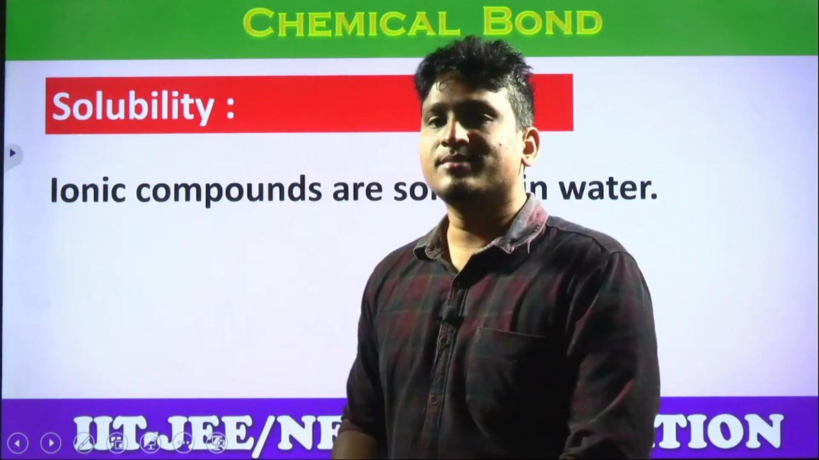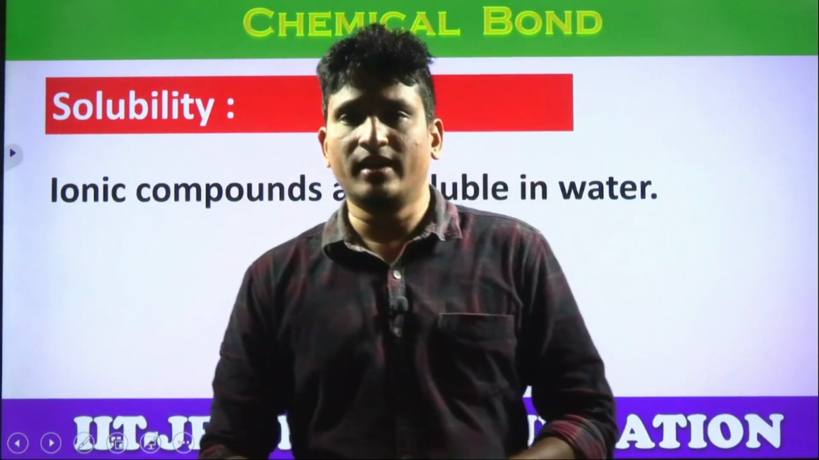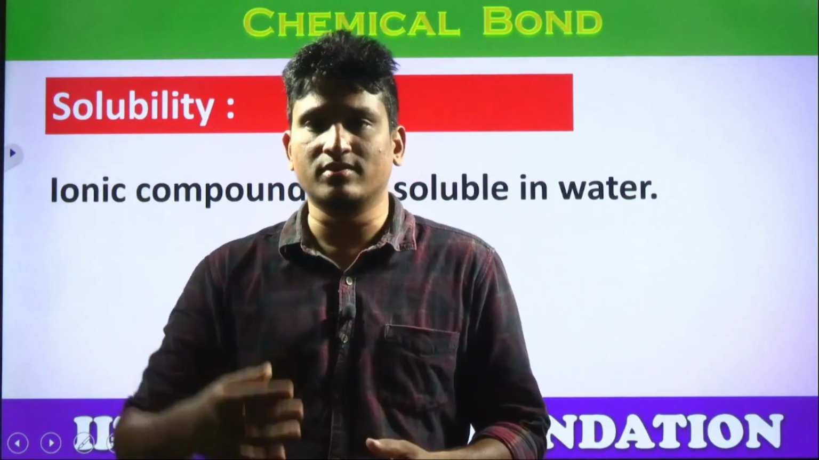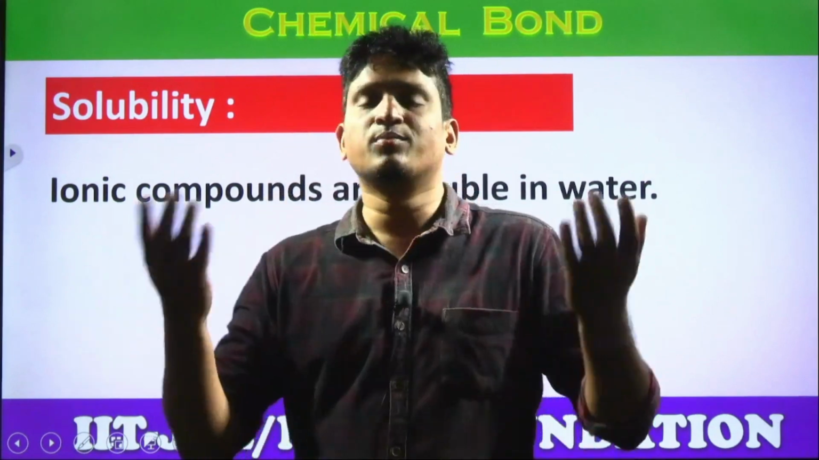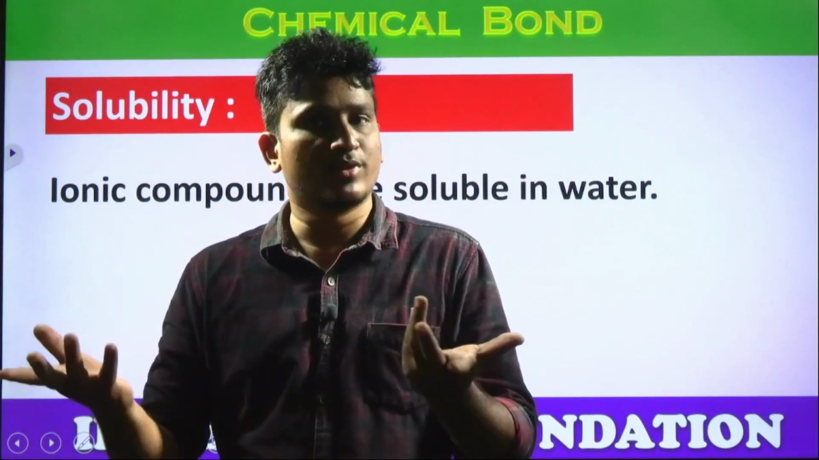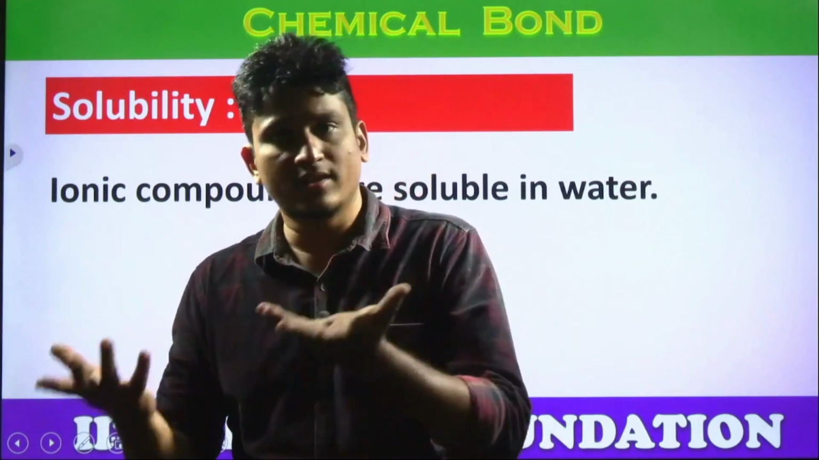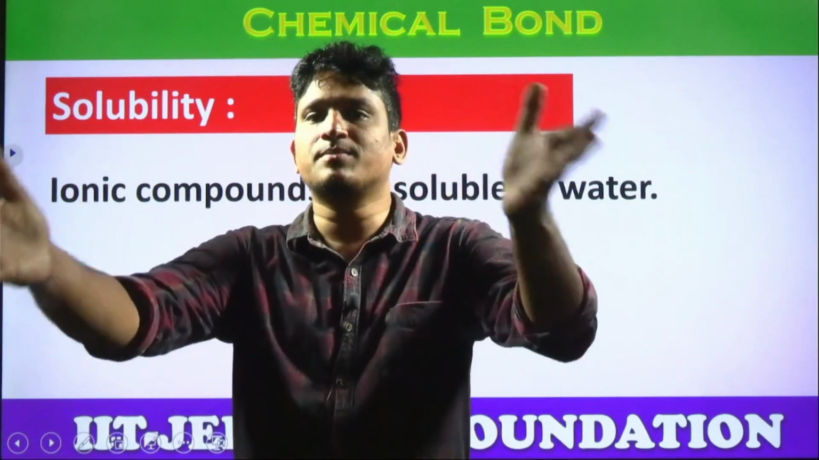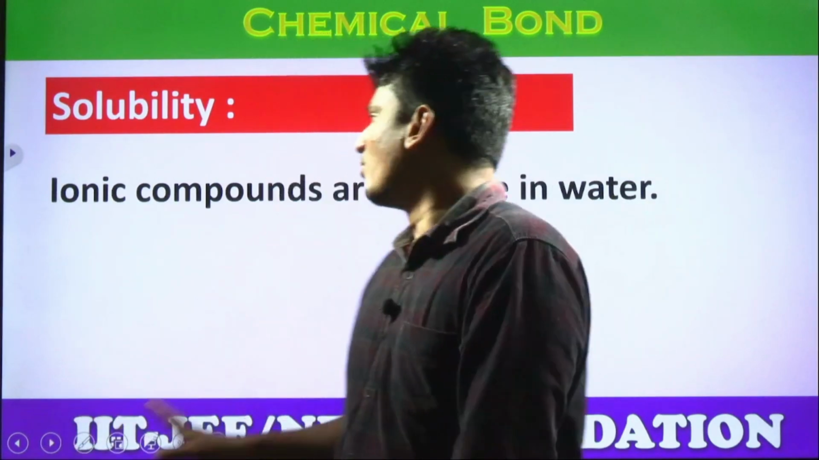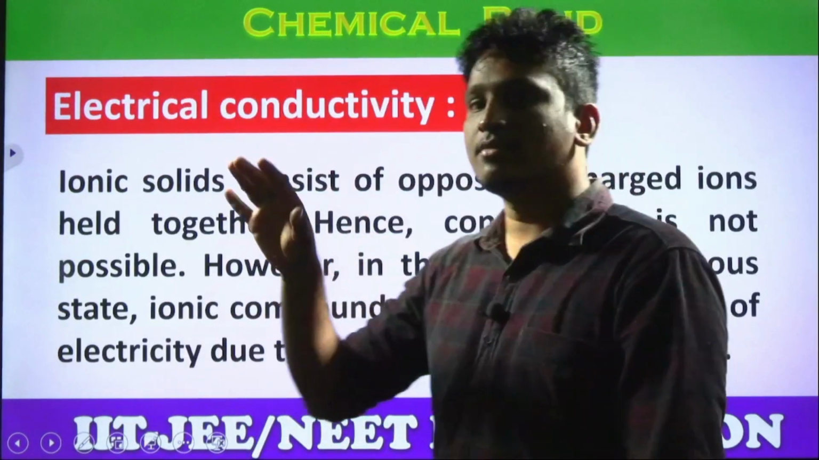Why? Because water has polarity, right? Partial positive charge on hydrogens, partial negative charge on oxygen. So these ionic compounds are mostly soluble in water. Why? Because ionic compounds are made up of positive cations and negative anions. They are attracted towards the partial positive and negative charges of water. So they are easily soluble in water. That's the solubility. Like dissolves in like.